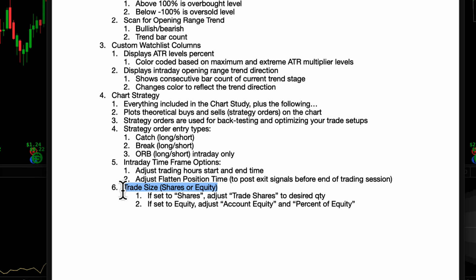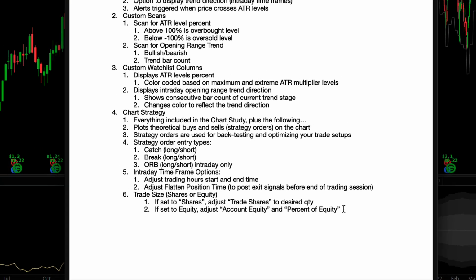And you have trade size options here. You can select shares or equity, and when you select shares, it's just based on the basic quantity. Whatever value you enter for the trade shares is the value that's used for the positions. And then if you set it to equity, then you must manually enter your own account equity and percent of equity that you want to apply for each trade. And just a reminder that Thinkorswim does not provide any functionality that allows us to read your actual account equity. So you have to go ahead and enter that manually, and you'll see how to do that in the settings.